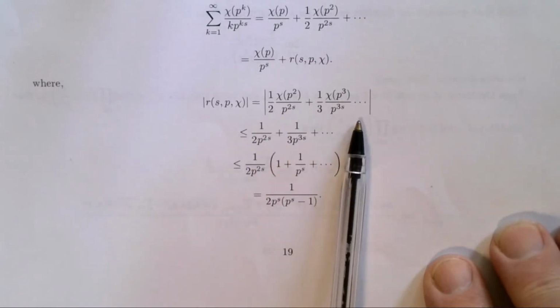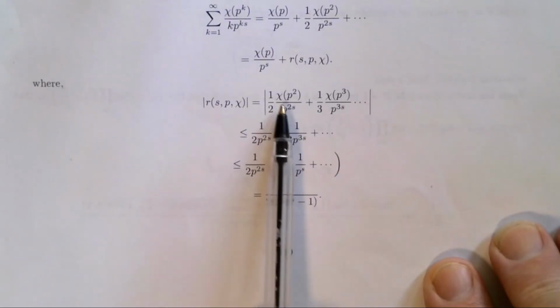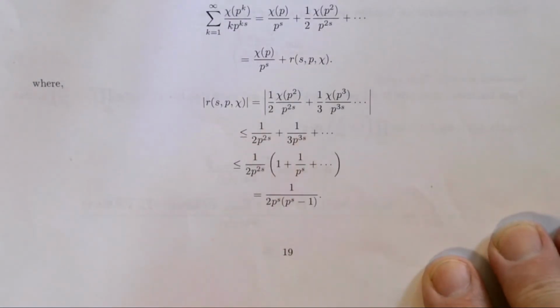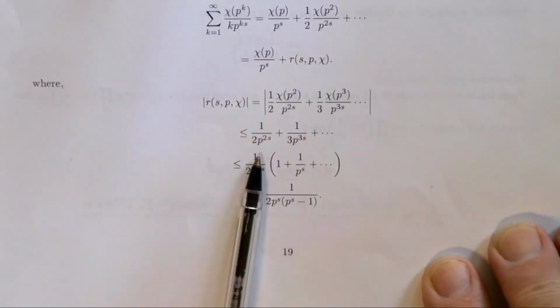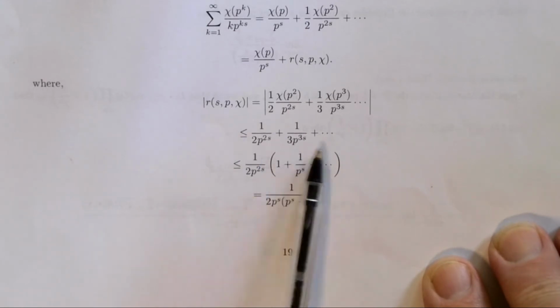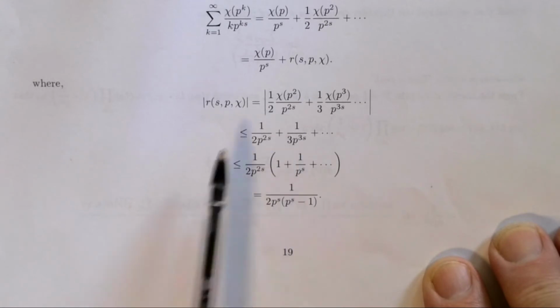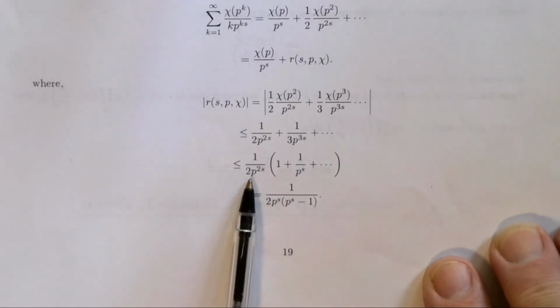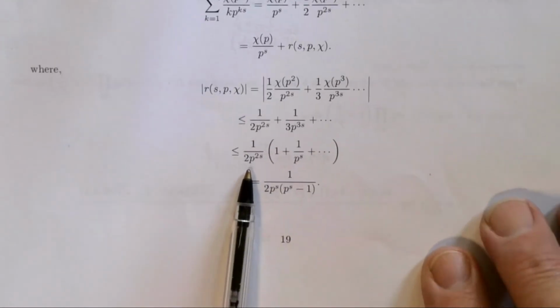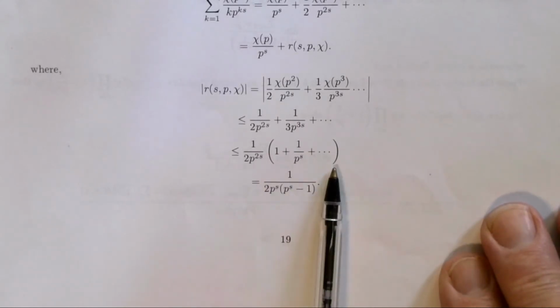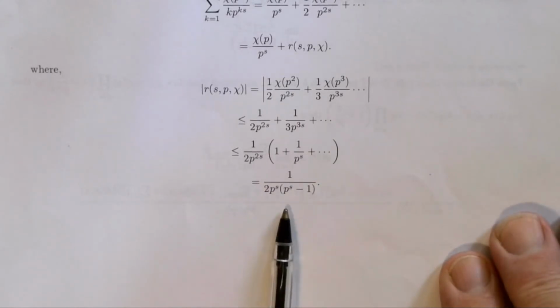It's less than or equal to, well, I can take the modulus of all of these numerators, they're all less than or equal to 1. And I can replace the 3, the 4, the 5 and so on here with just 2. Using an inequality and factoring it out, as we saw before we get a geometric series which we can sum. So that gets me to there.